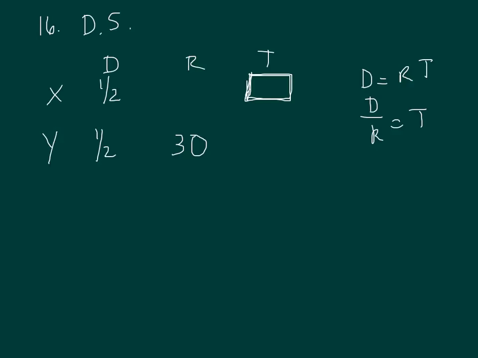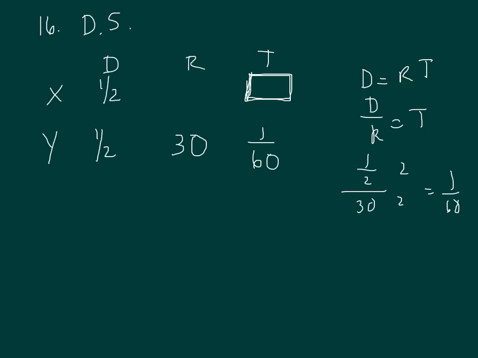So D over R, which is 1/2 over 30, multiply top and bottom by 2, because 2 over 2 is 1. So it gives me 1 over 60. 1 over 60 is my time for car Y. But that doesn't tell me anything at all about car X. And I wouldn't have done all this on the GMAT because it would just waste time. But I went on to show you what knowing that the rate was 30 miles per hour would give me. All right, so let's put both of them together now.